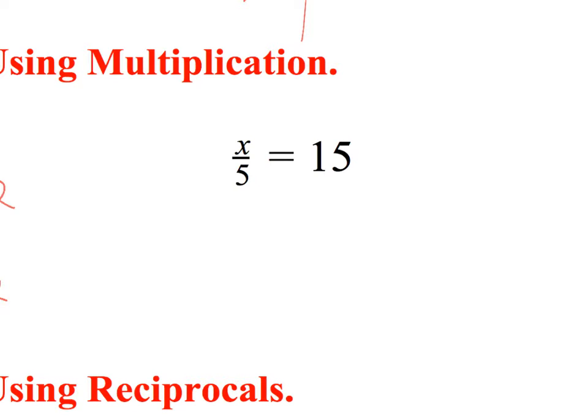Kevin, I've got division by 5. So how do I undo it? On both sides. Multiply by 5, multiply by 5. That goes to 1. And 15 times 5, you can use your fingers. It's not going to bother me. 15, 30, 45, 60, 75. So x equals 75.